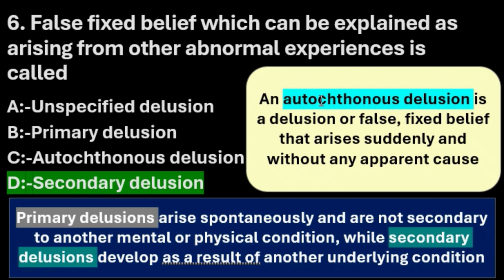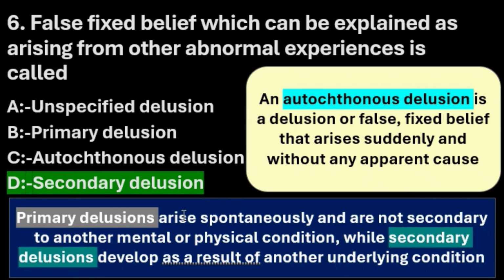Here, autochthonous delusion is a delusion of fixed belief that arises suddenly and without any apparent cause. So this is without any real cause, that is autochthonous delusion. Then primary and secondary, you can see the difference here.